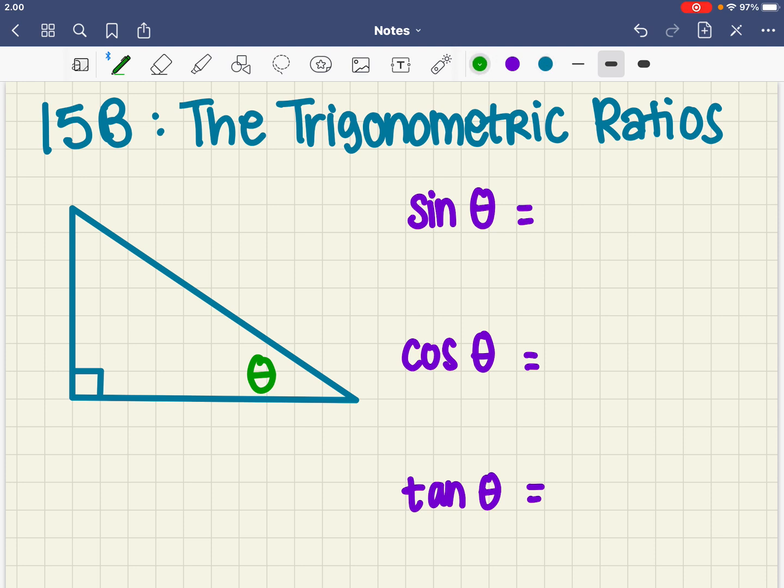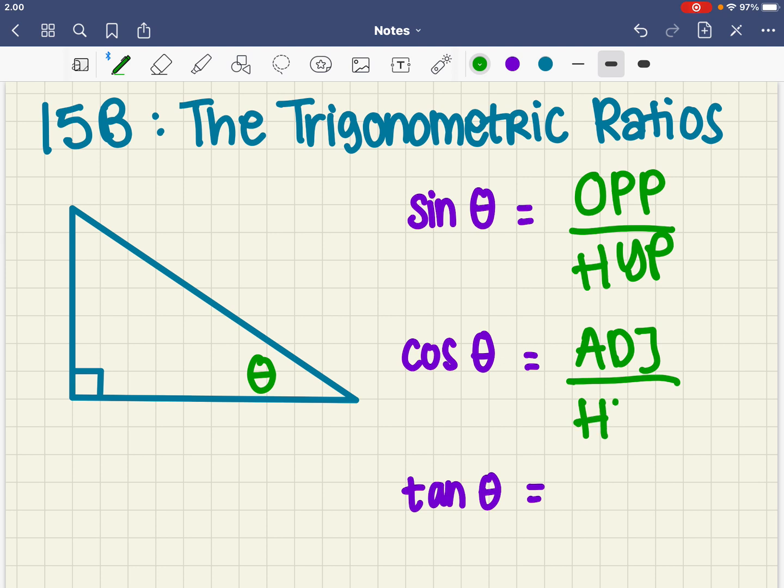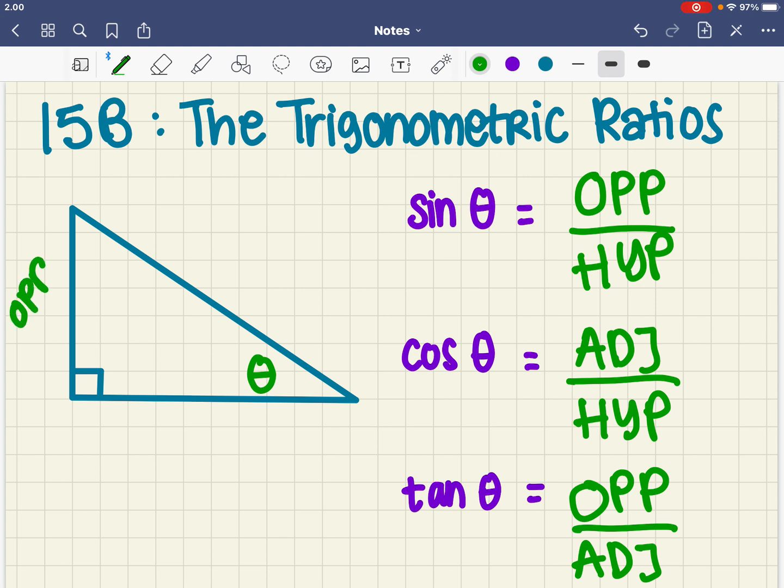So from your Discovery, you should figure out that one of the ratios was opposite over hypotenuse, and then adjacent over hypotenuse, and then opposite over adjacent. Okay, and then just a bit of a reminder, the opposite side of a right triangle with angle theta here, this one is the opposite, this one is the adjacent, and this one is the hypotenuse.